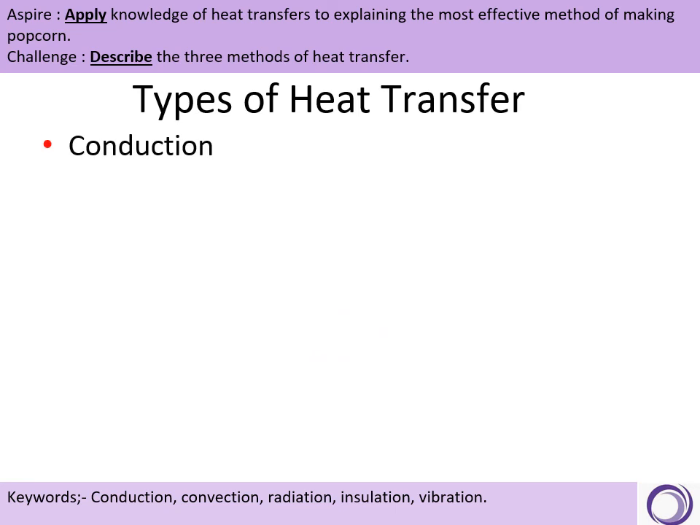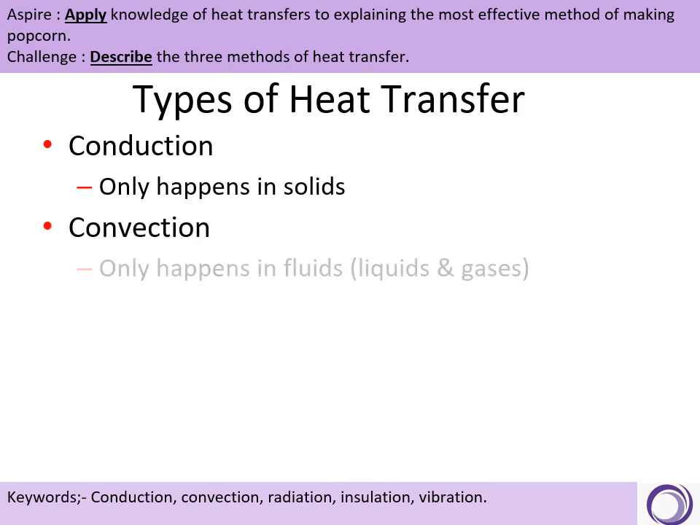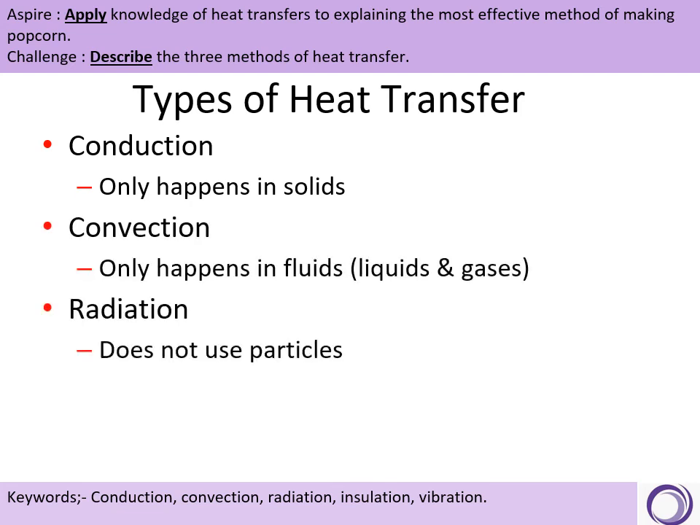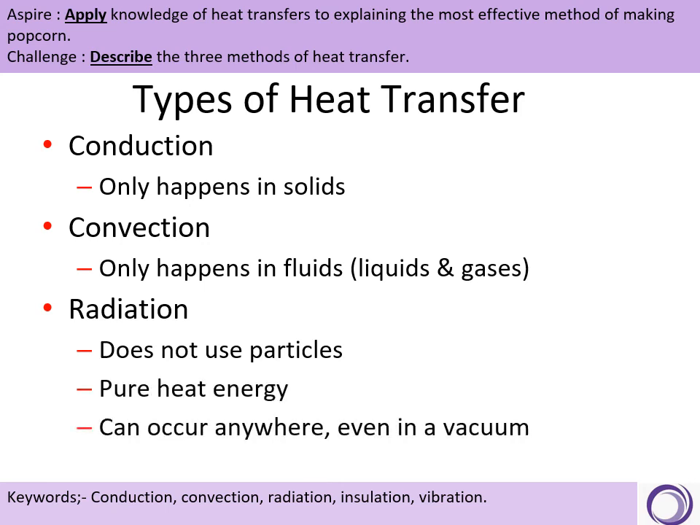So, in summary, we have types of heat transfer. Conduction only occurs in a solid. Convection only happens in fluids, liquids and gases. And radiation does not use particles. It is pure heat energy and can occur anywhere, even in a vacuum. Okay, so they are our three energy types. I'll leave it up for 20 seconds whilst you copy that down because you definitely do require that.